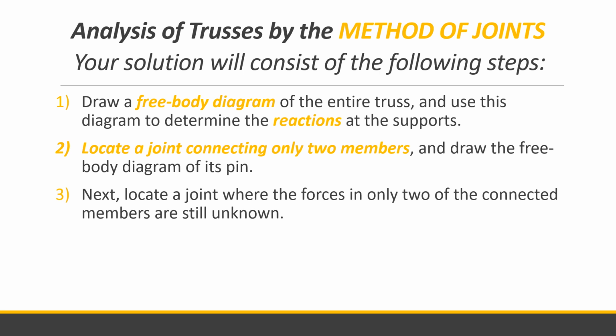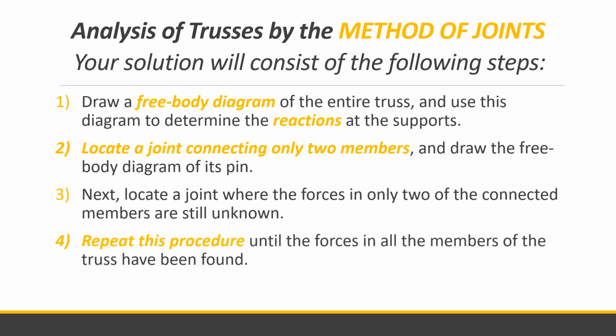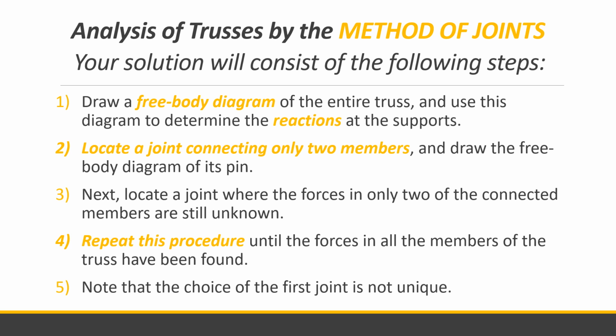Next, locate a joint where the forces in only two of the connected members are still unknown. So if there is a joint with only two members or two bar forces involved, we solve that first. Then repeat this procedure until the forces in all the members of the truss have been found. Note that the choice of the first joint is not unique, but we have a clue as to which joint to solve first.